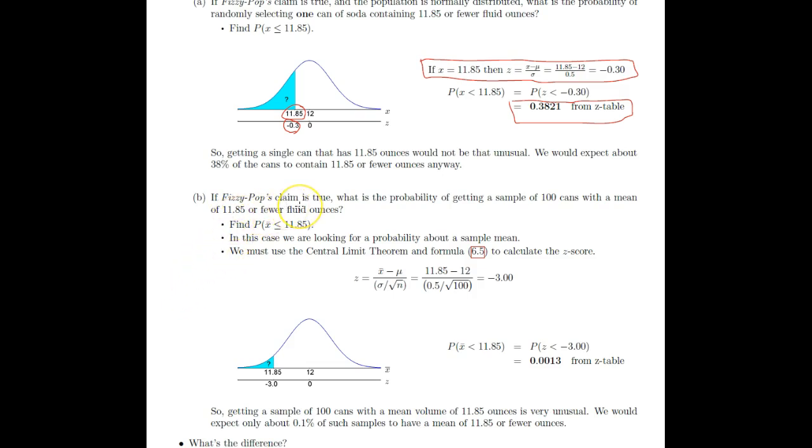So if FizzyPop's claim is true, what is the probability of getting a sample of 100 cans with a mean of 11.85 or fewer fluid ounces? So in this case, we're trying to find the probability that this sample mean is less than or equal to 11.85. So we're trying to find the probability for a sample mean in a sampling distribution. And when that's the case, we have to use the central limit theorem, which we learned on the last page.